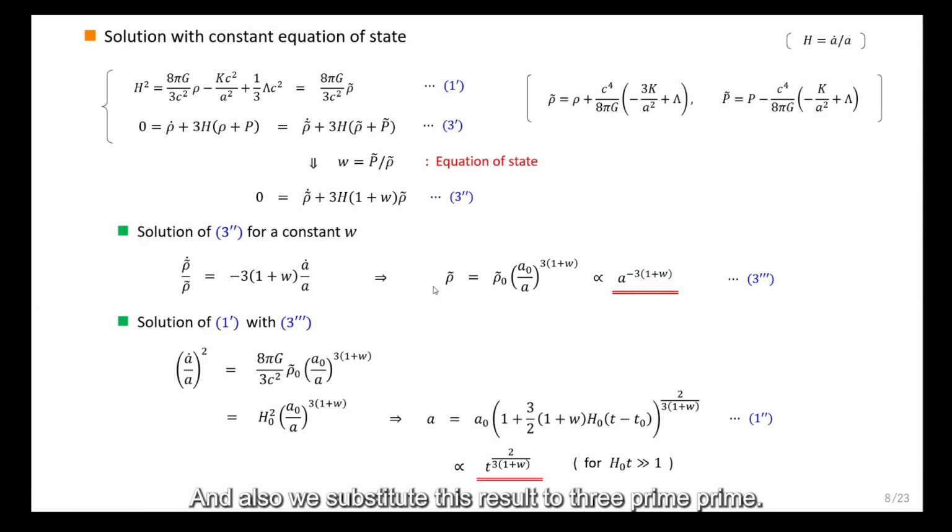Also, we substitute this result into 3 prime. I'm sorry, this equation is substituted here. Then you can get these equations, and you can solve this equation as a equal to this type or this form. Roughly, if H0 t becomes very big, then the time dependence of the scale factor is given like this.